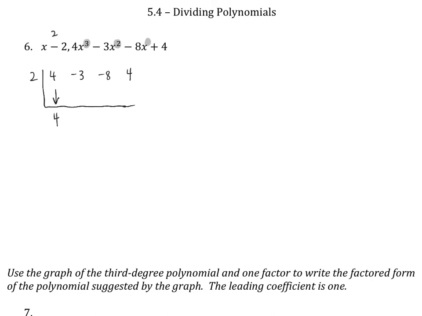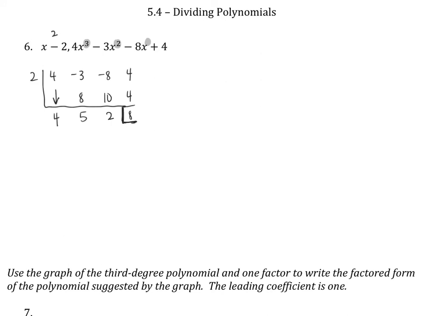So bring down the 4. Multiply 2 times 4, we get 8. Add straight down, we get 5. Multiply 2 times 5, we get 10. Add straight down, we get 2. Multiply 2 times 2, we get 4. Add straight down, we get 8.